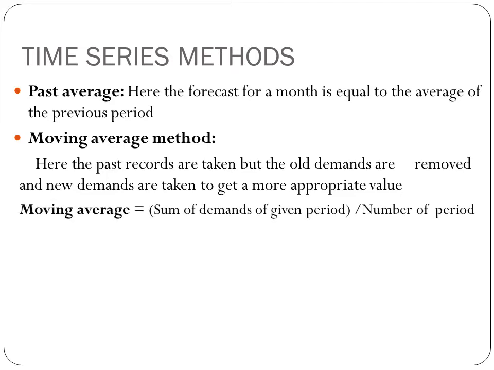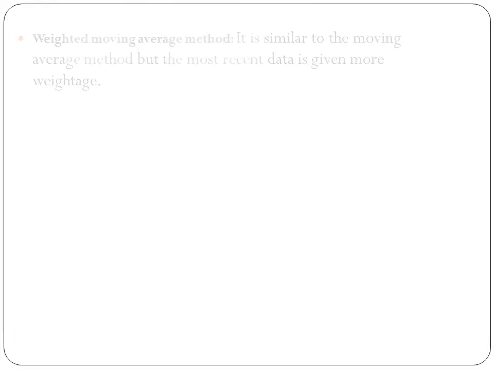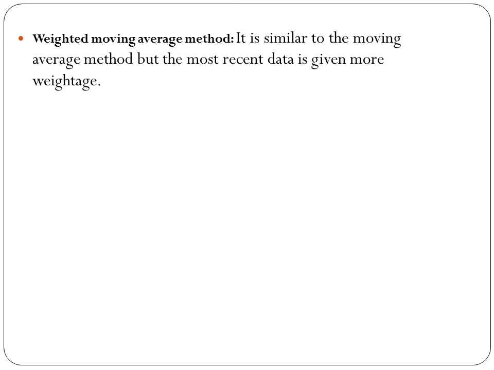The moving average method formula is the sum of demands of a given period, which I have shown you for February, March and April, divided by the number of periods, that is divided by 3. We will get the forecasted value of May. Then we have the weighted moving average method.